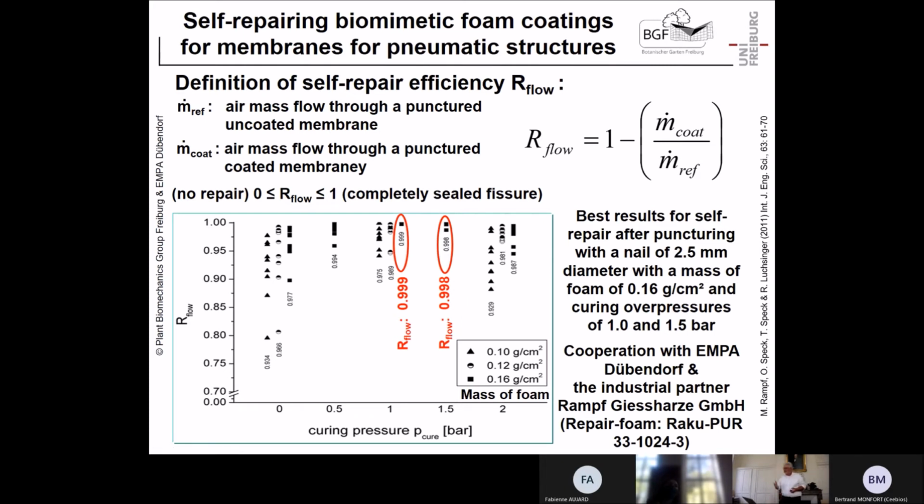And this worked pretty nicely with a very small layer of this pressurized foam, and it's already on the market. Rampf Kiesshardt produces this Rakupur foam 33-1. I don't read it out. The problem is, why is it not really on a big market? It's relatively expensive, and for a rubber mattress, for example, a mattress that would cost now, I don't know, 12 euros, 15 euros, it would cost 50 euros. And no one would invest 50 euros in a rubber mattress.